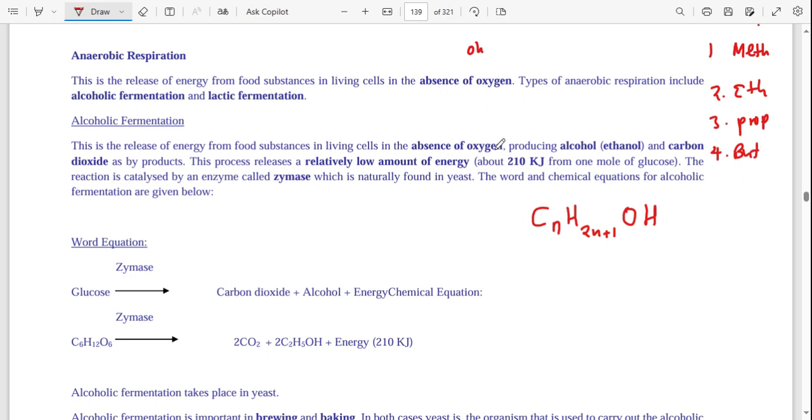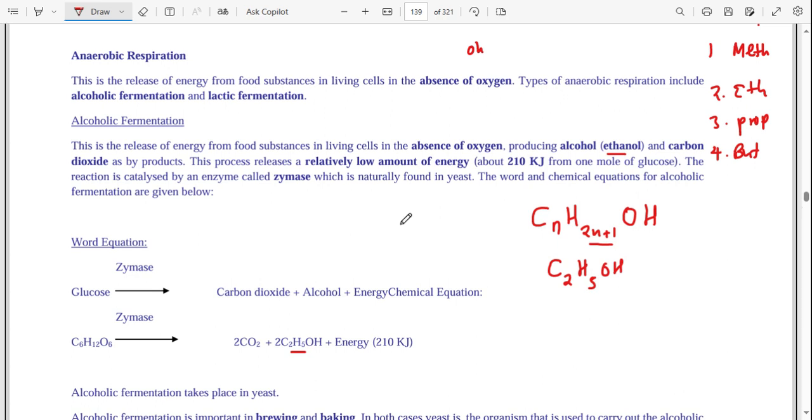So because we said that the alcohol that is produced here is ethanol, that is two carbons. So where there is n, you are going to put 2. So that becomes C2H, and this is going to be 2 times 2 plus 1, that is 5. And then OH. So this is the formula that you can see here: C2H5OH, and then plus energy. So that is for alcoholic fermentation. Don't forget the enzyme zymase.